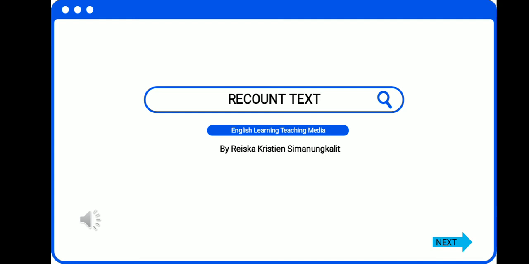I am Reiska. So in here I would like to tell you our learning today is about recount text. Okay, without any further ado, let's press next.